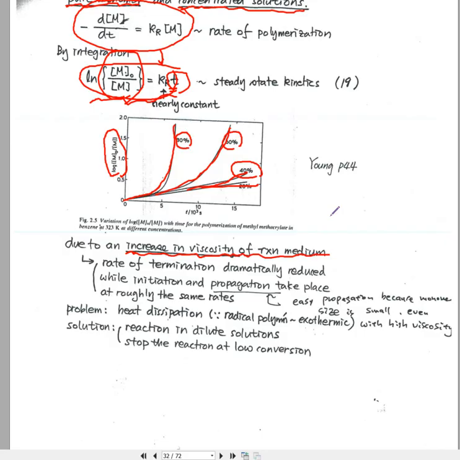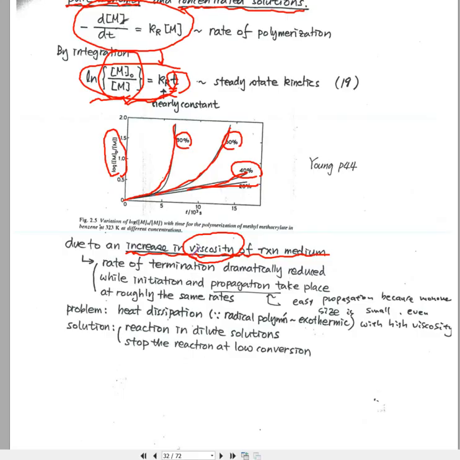As the reaction proceeds, we are basically generating long chain polymers, right? And long chain polymers have higher viscosity compared to monomer molecules, right? Especially when you use a really high concentration of monomer, the increase in viscosity will be huge.